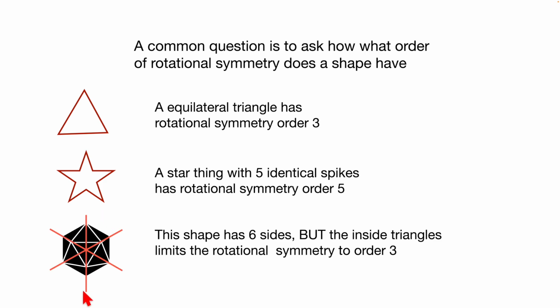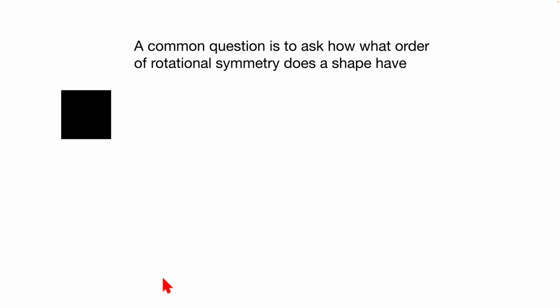We've got 3 lines of symmetry, but in order to get it right, this one has got to come all the way around so that this triangle is pointing up. Let's see if that works. 1, 2, 3. Very nice.